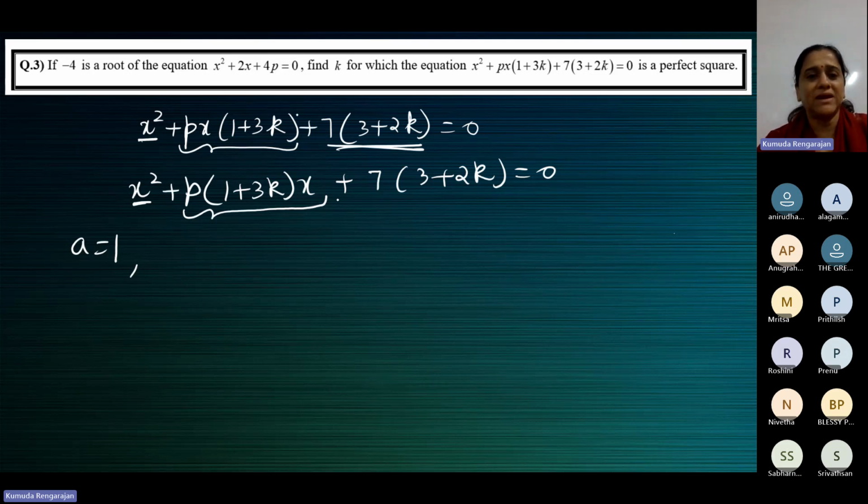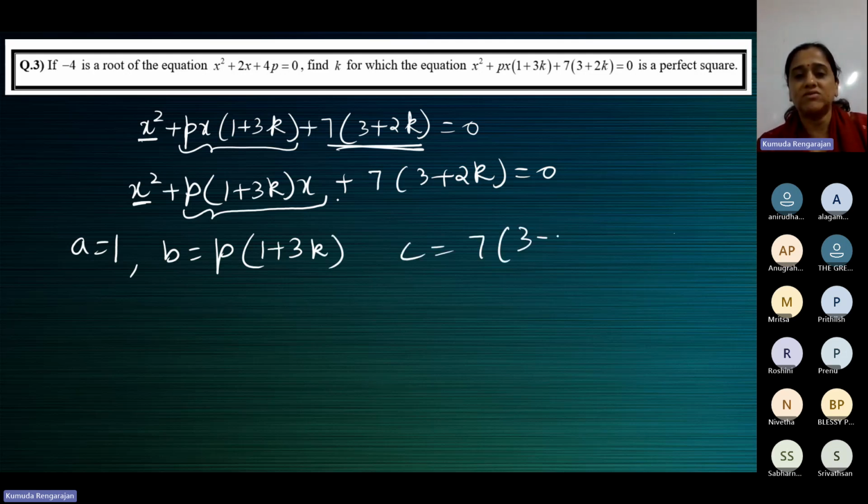So this is the x term. See, put this x here behind. So now cover the x. Rest of it is b. B is equal to what? Kamlika. P into 1 plus 3k. Of course, we found the value of p, we are going to put the value of p. I'm just telling you. So b is p into 1 plus 3k. Then what is c? 7 into 3 plus 2k.